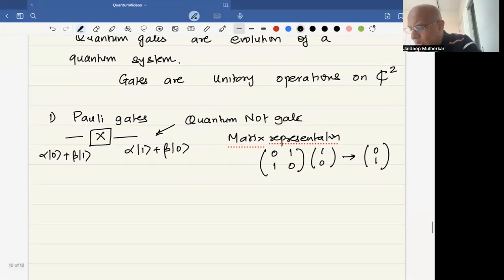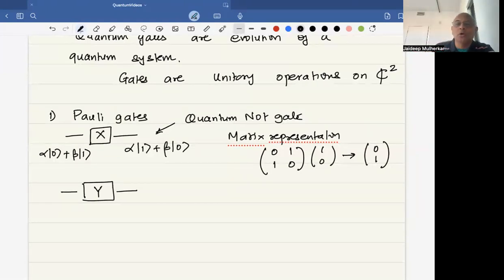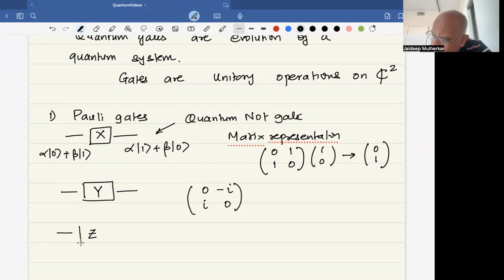Similarly, there are other Pauli gates, and these are important gates. They are not only unitary operators, but they are also Hermitian operators, and they represent the observables that measure the qubit in the X, Y, and Z direction. But as I said, they are also unitary operators. The Y gate is represented by this matrix 0 minus i, i 0. And the Z gate is 1 0 0 minus 1.